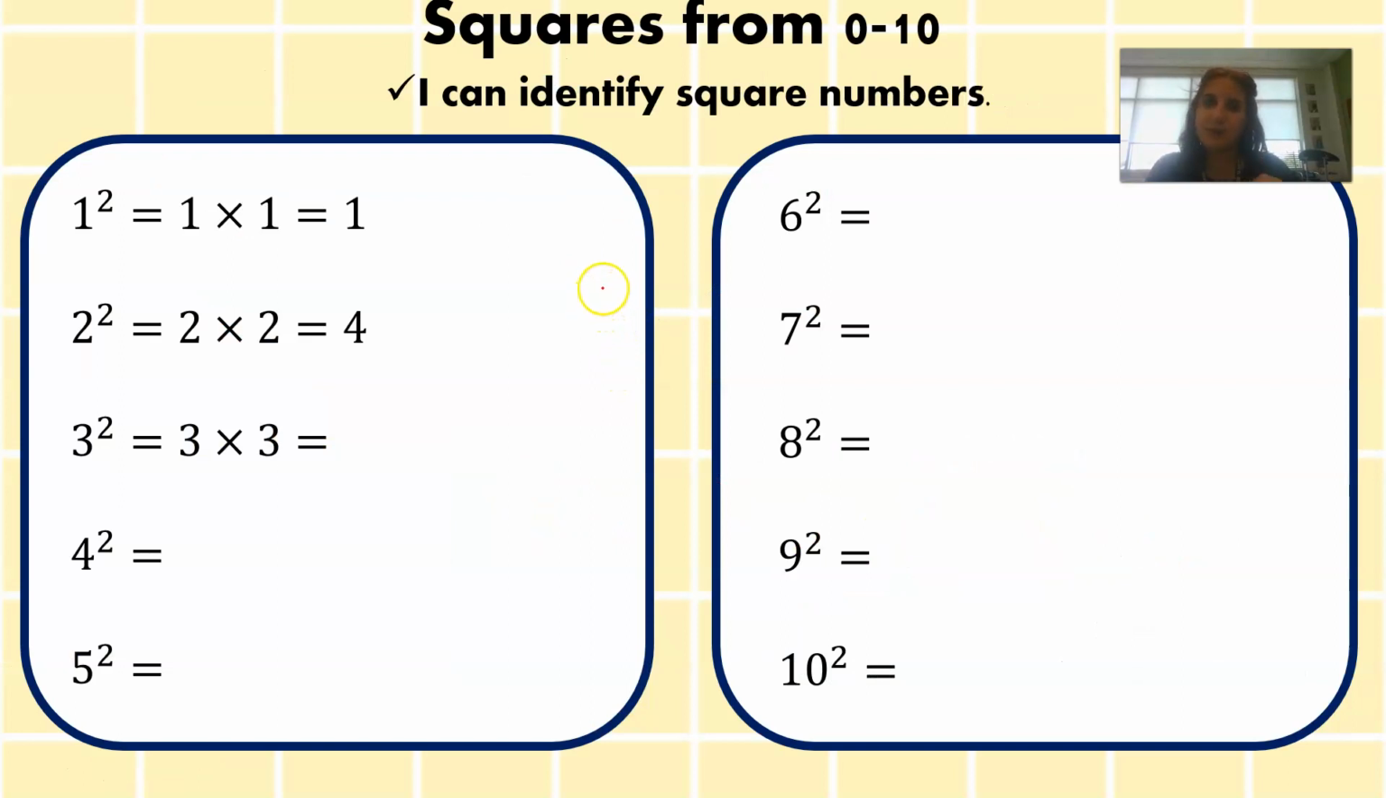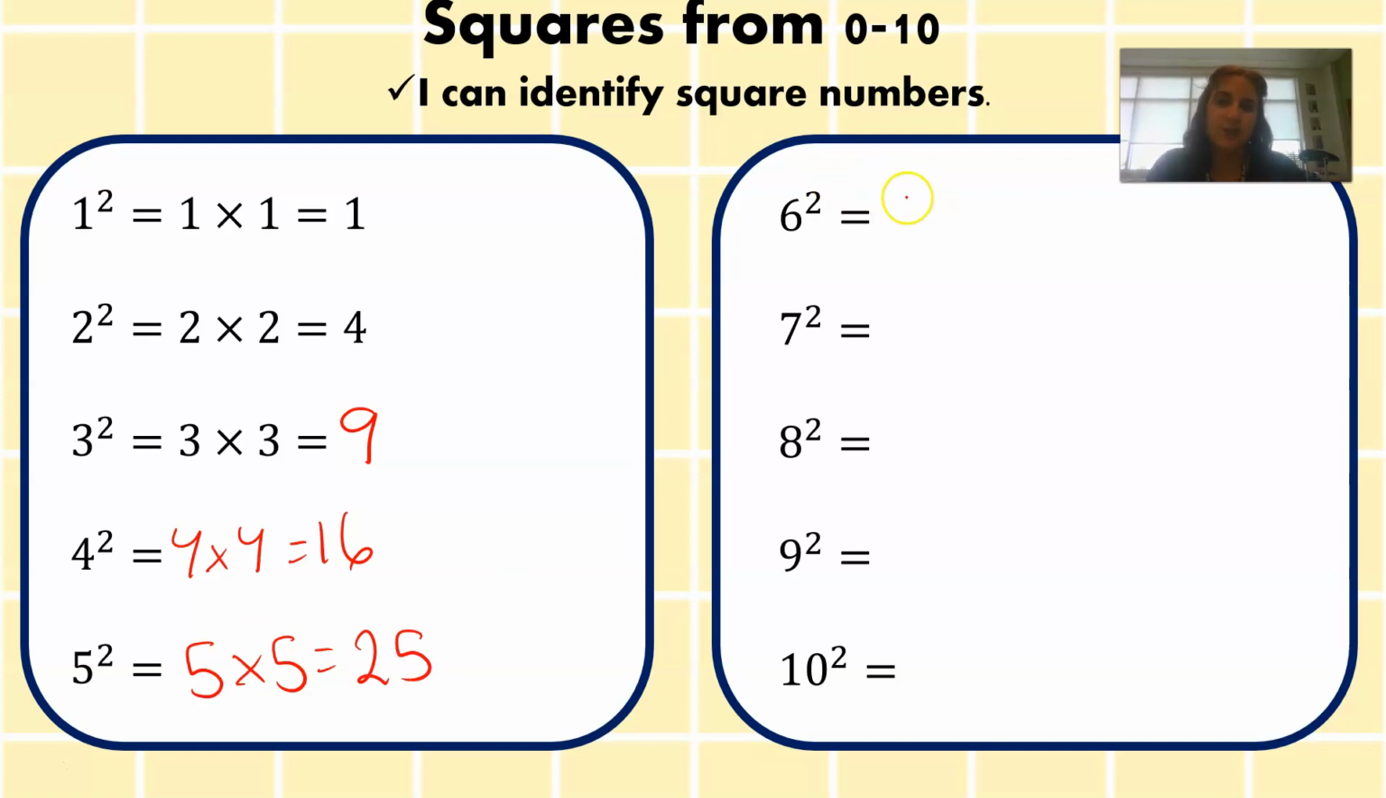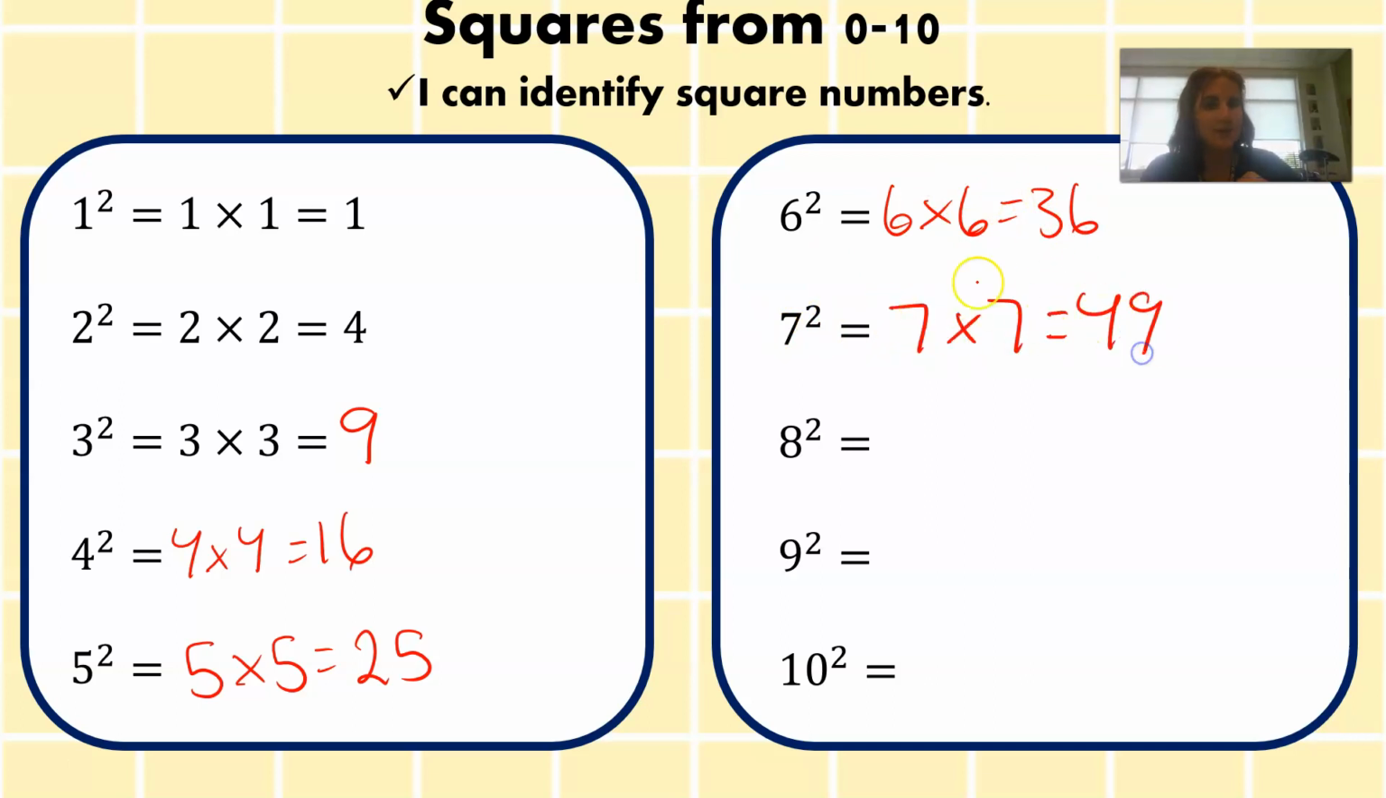So here's all the squares from 0 to 10. 1 squared is 1 times 1, which equals 1. 2 squared is 2 times 2, which equals 4. 3 squared is 3 times 3, which equals 9. 4 squared is 4 times 4, which equals 16. 5 squared is 5 times 5, which equals 25. 6 squared is 6 times 6, which equals 36. 7 squared is 7 times 7, which equals 49.